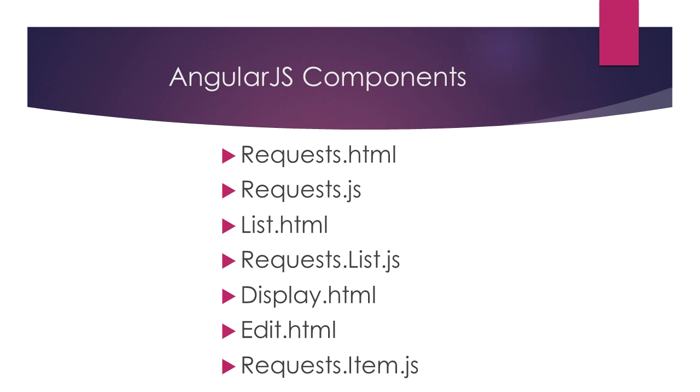Then we have request.list.js, which is where we store the list controller. And finally, request.items.js, which is where we store the item controller. So there we have it. We have 7 HTML and JS files. There's also a CSS file that I didn't bother to list. It's in there as well. But that's all we need to build our application.